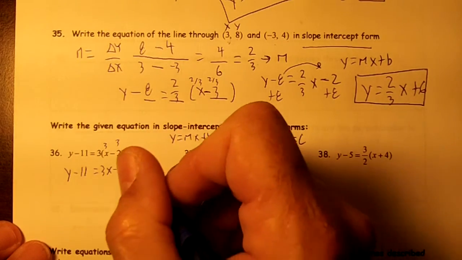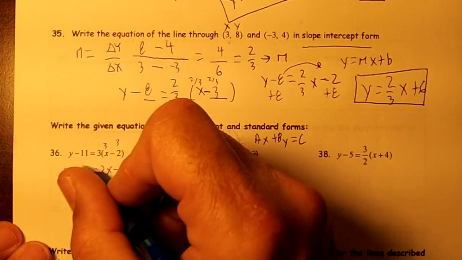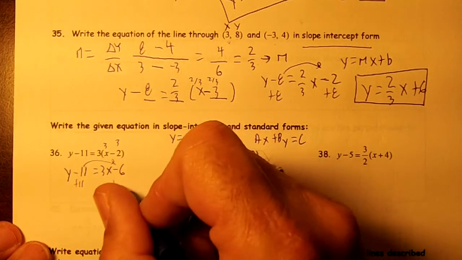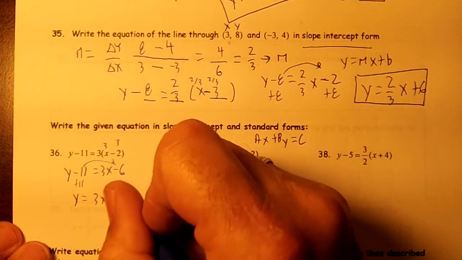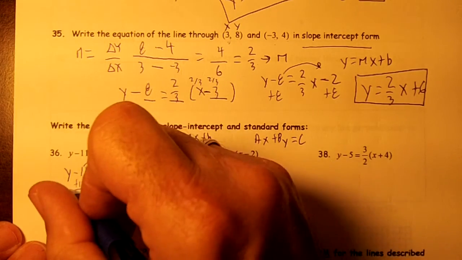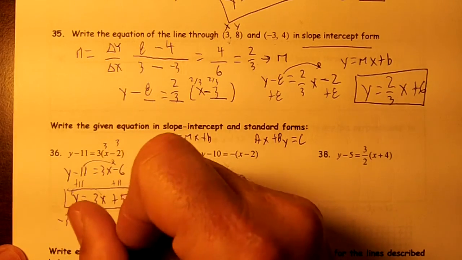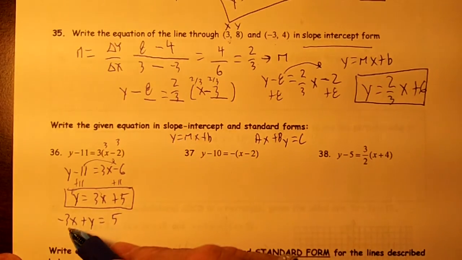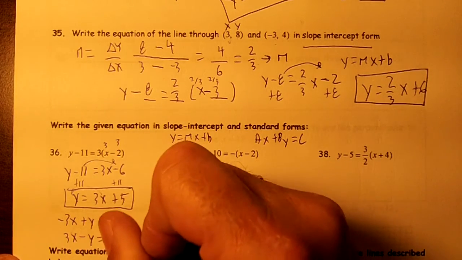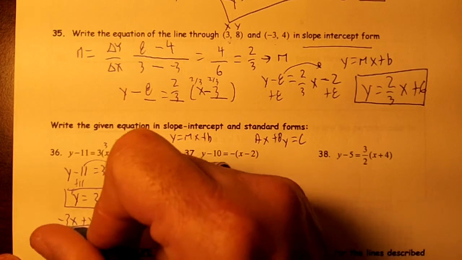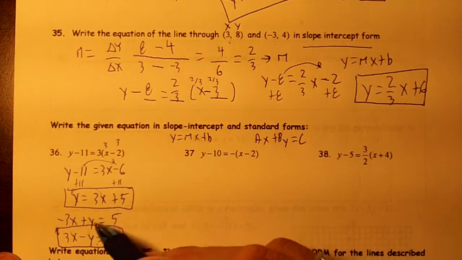Okay, I'm going to go over here and do standard. Move the 11 over. You get y equals 3x plus 5. That's your slope-intercept, right? Now then, to get standard, move the 3x over. Remember, x can't start with a negative, so switch all the signs. 3x minus y. This is your standard form. So this is slope-intercept. This is standard. You've got to be able to go from here to here to here.